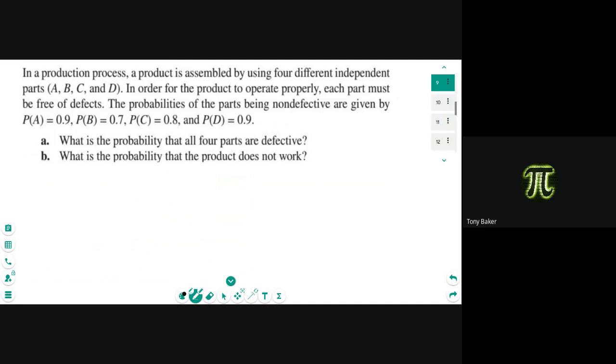Okay. What is the probability that all 4 parts are defective? I want you to think for 1 minute.